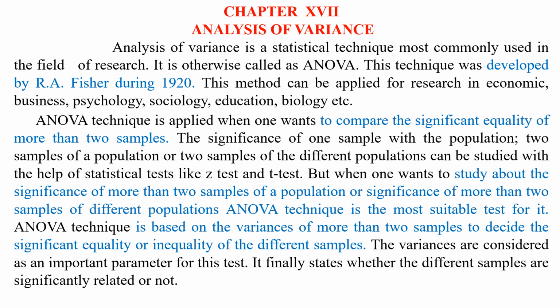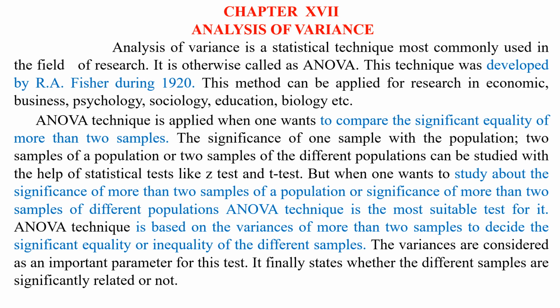ANOVA technique is applied when one wants to compare the significant equality of more than two samples. The significance of one sample with the population, two samples of a population or two samples of different populations can be studied with the help of statistical tests like z-test and t-test. But when one wants to study the significance of more than two samples of a population or more than two samples of different populations, ANOVA technique is the most suitable test for it.